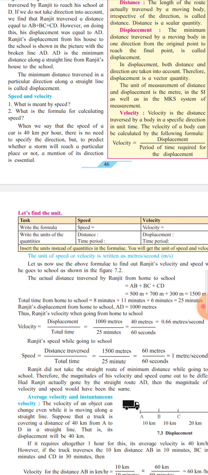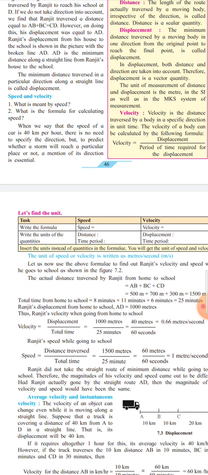When we add 500 plus 700 plus 300, the total distance he travelled is 1500 meters, and the time he has taken is 25 minutes. So let's put these values in the speed formula. 1500 meters upon 25 minutes is equal to 1 meter per second. If you divide 1500 meters by 25, the answer will come 1 meter per second.